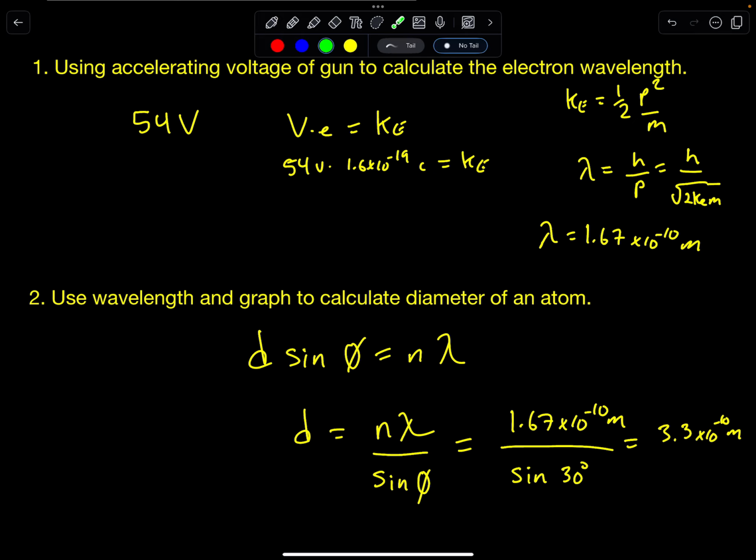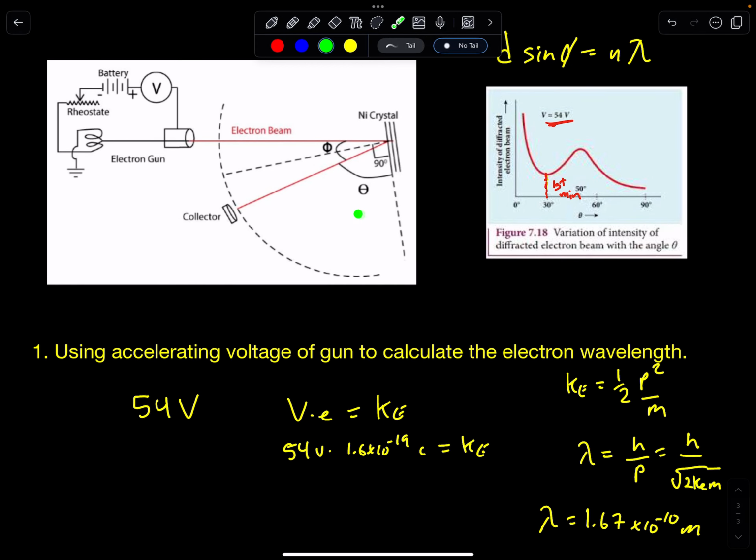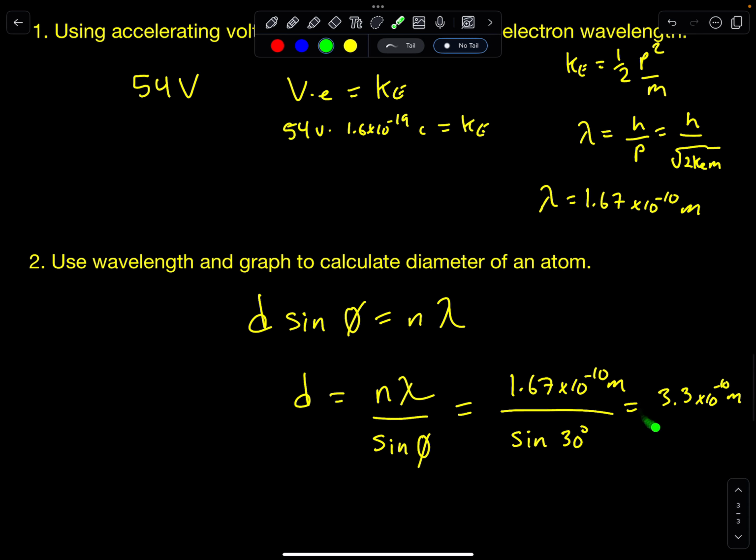Okay, so in that case, the diameter of a nickel atom, if this really does relate to that, according to our experiment, is around 3 times 10 to the minus 10 meters. And that is close because the diameter of atoms are on the order of magnitude of 10 to the minus 10 meters. So I know that my answer makes a lot of sense.